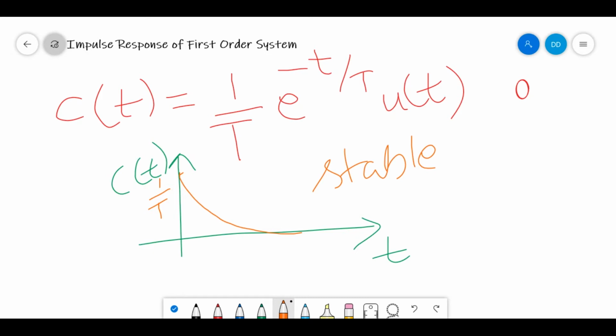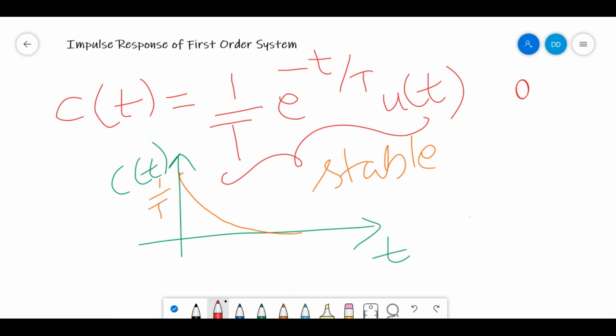If you see this C of t, you have the exponential term. That means this is the transient response. It does not have a steady state term. So we can conclude that for a first order system with a unit impulse signal applied, the system will be stable and the response has only the transient term, no steady state term.